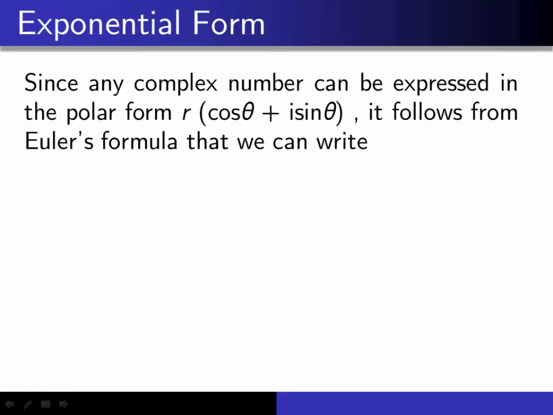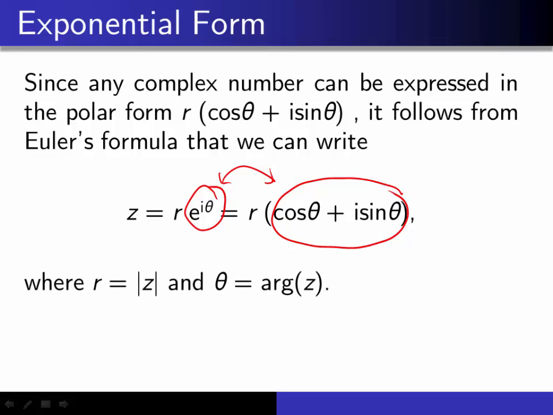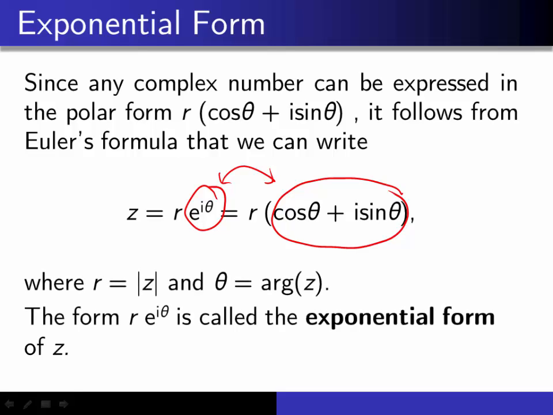Now we have Euler's formula. I know that I can re-express any complex number into this new form, because I already showed you that cosine theta plus i sine theta is e to the power of i theta. These two are the same. So now this gives me a third form, called the exponential form.